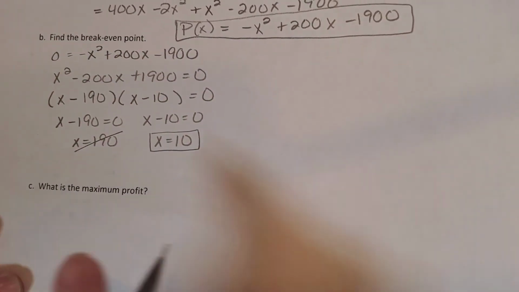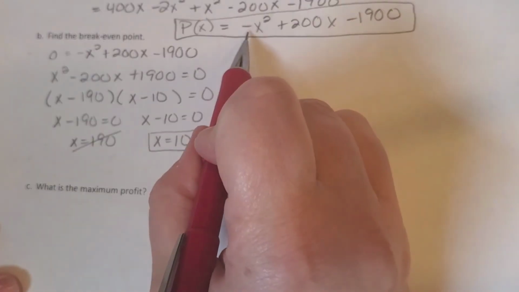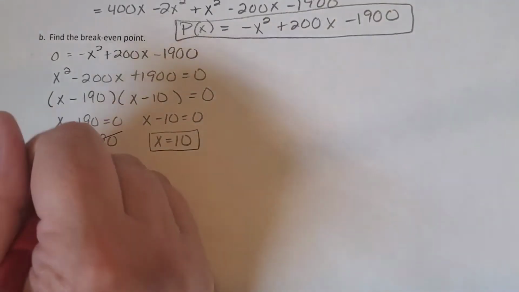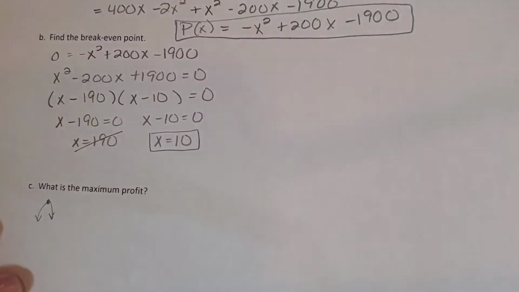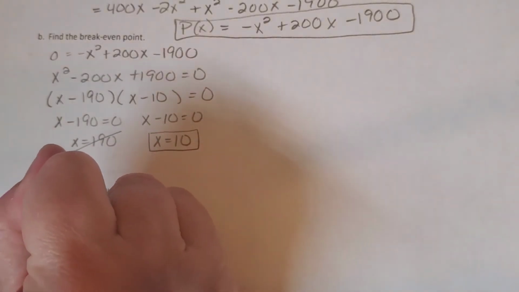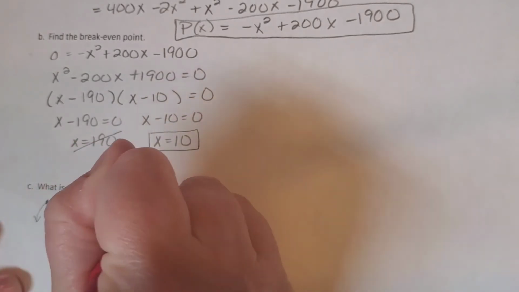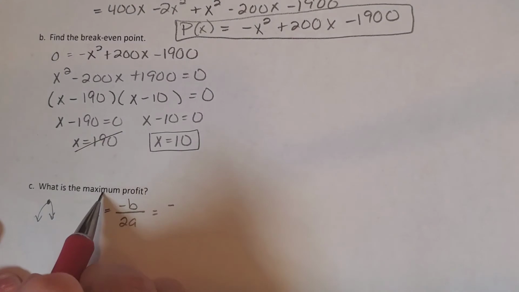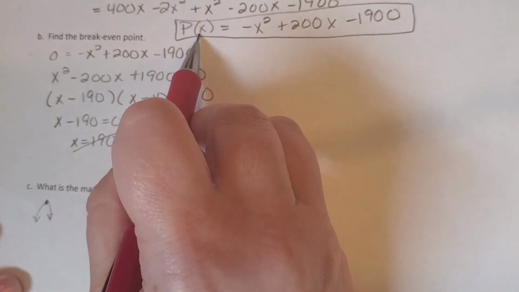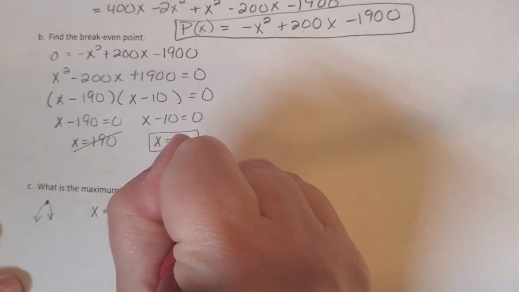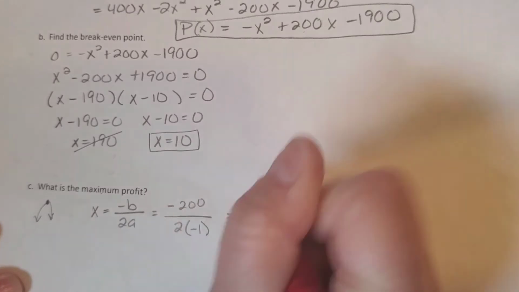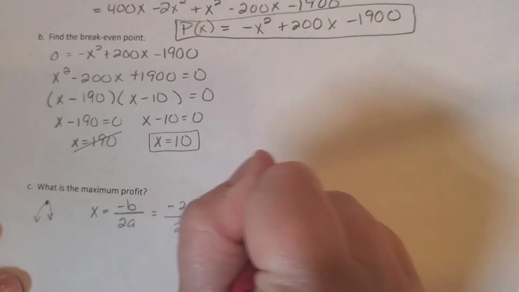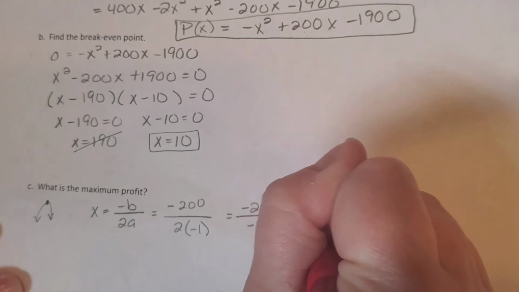And then part C says, what is the maximum profit? Notice again, our a is negative, so we have a parabola that opens down, which means we're going to have a maximum. And so when we're looking for the maximum, we're looking for the vertex. We find the vertex by doing x is equal to negative b over 2a. So back in our profit function, negative b would be negative 200 over 2 times our a, which is negative 1. So we get negative 200 over negative 2, which gives us positive 100.